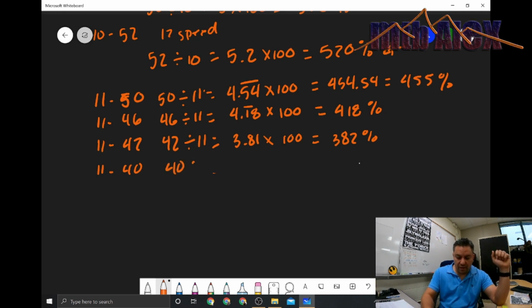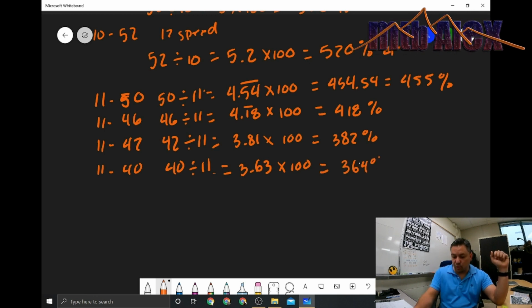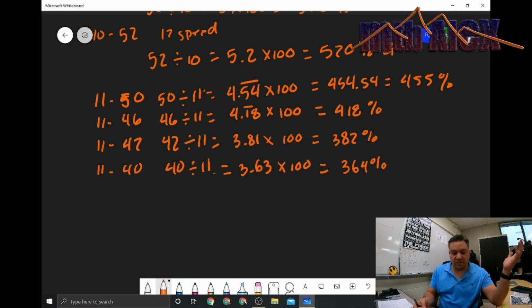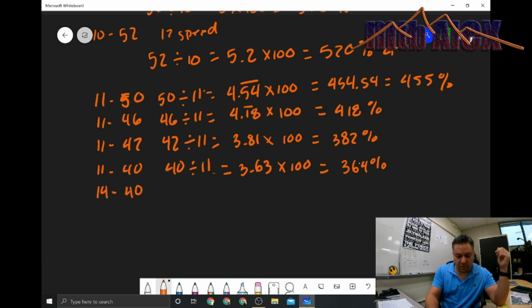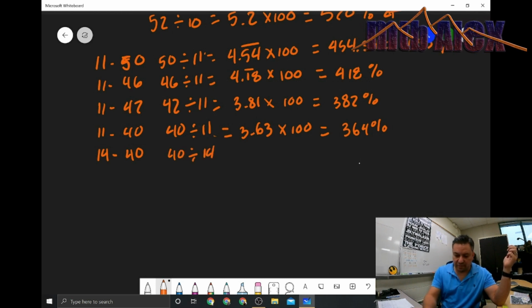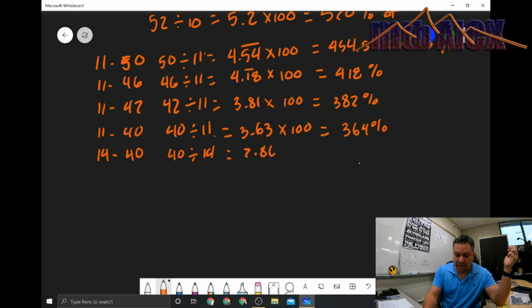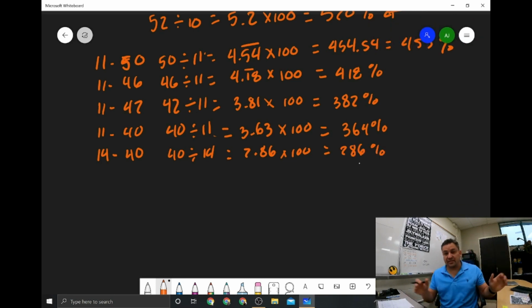So this is 40 divided by 11, which gives you 3.63 repeating. Times 100, and when you round up the percentage, you get 364%. Now there's some other ones that have like 14 to 42, and this is again 40 divided by 14, which gives you 2.86. Times 100 is gonna be 286%. That's simple.